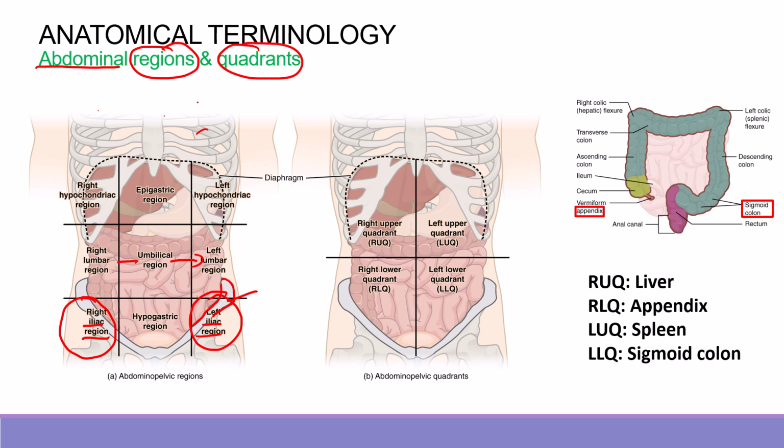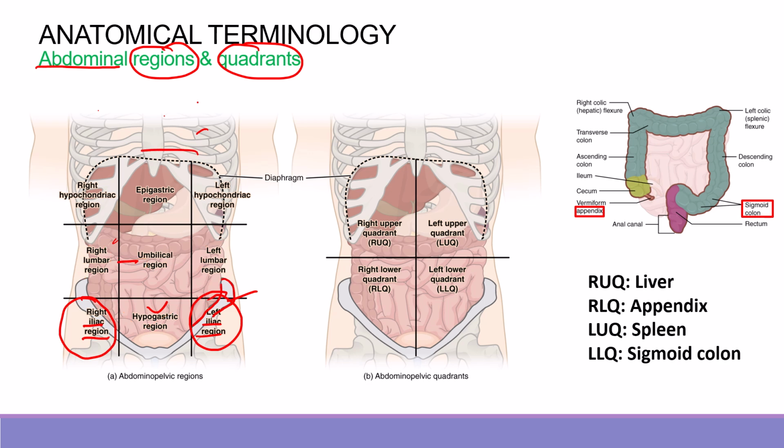Lateral to the umbilical region, we have the lumbar regions. And just imagine that you remove all these organs. Which bones do we have in the center? The vertebrae. And at this level, which vertebrae? The lumbar vertebrae. That's why the regions that are lateral to those lumbar vertebrae are called lumbar regions.